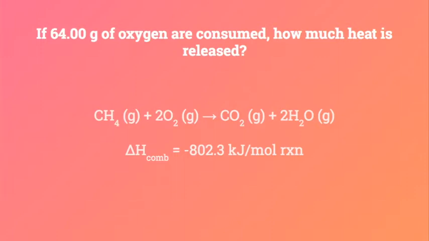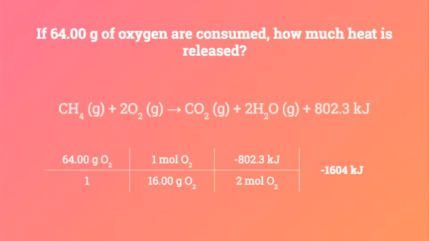Let's look at a more complicated example. What if we were given mass instead of an amount, or like moles? Well, just use the molar mass to convert the mass into moles. You've probably done this in stoich before. 64.00 grams of oxygen divided by 32.00 grams of oxygen, which is its molar mass, will yield you 1 mole of oxygen. And so, that mass of oxygen will yield you negative 1,604 kilojoules of heat.